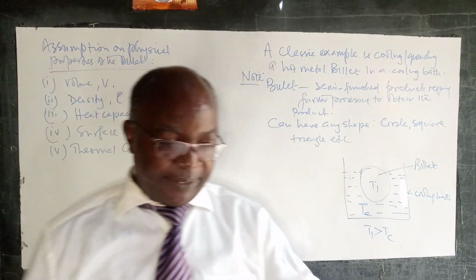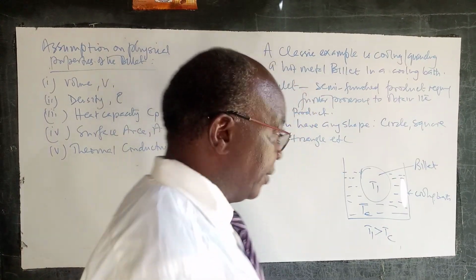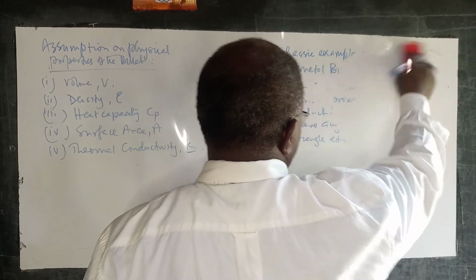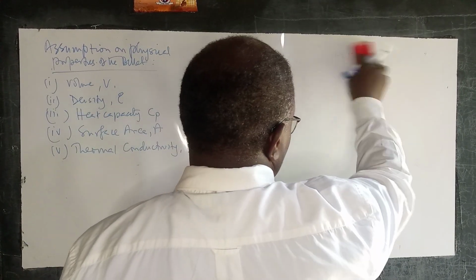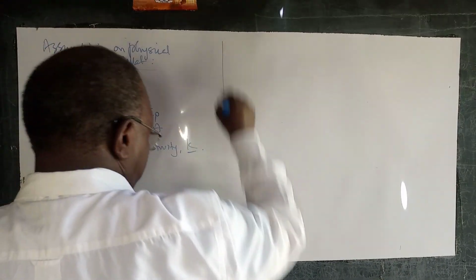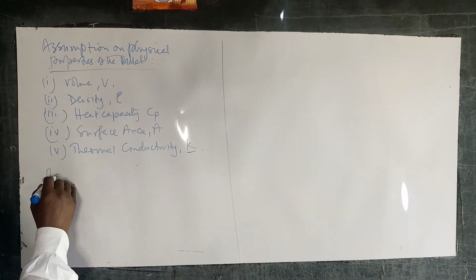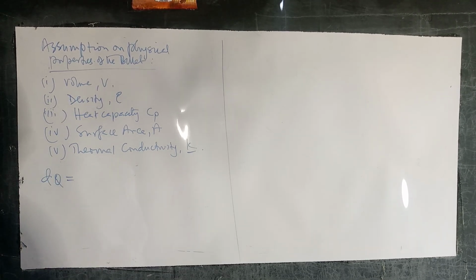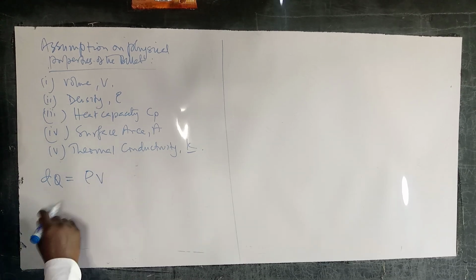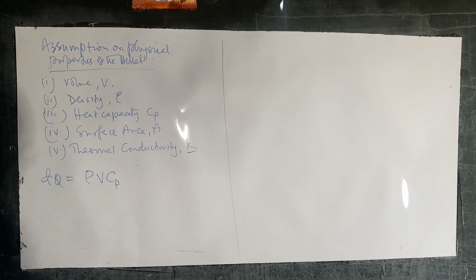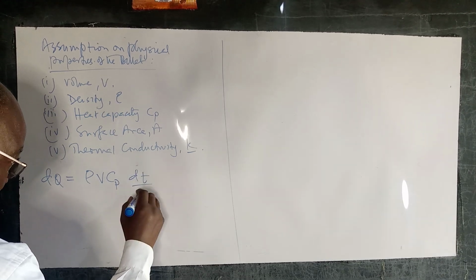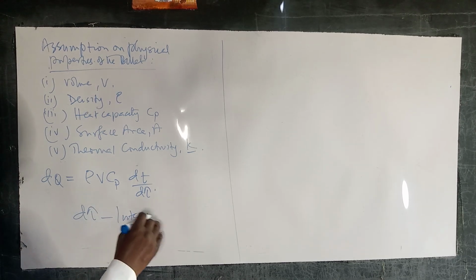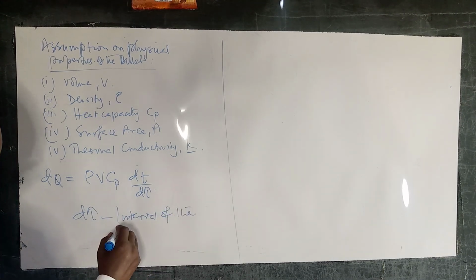Now, we are talking of heat transfer. So straight away, we can move in and use the Fourier heat law in our system. So, the heat lost by the billet will be given by density and volume times the heat capacity and the change in temperature over the interval of the process. The tau there is the interval of the cooling process.